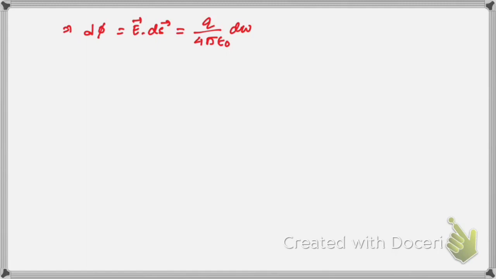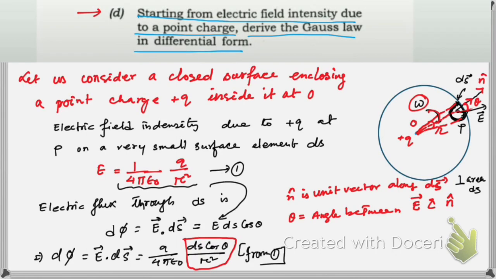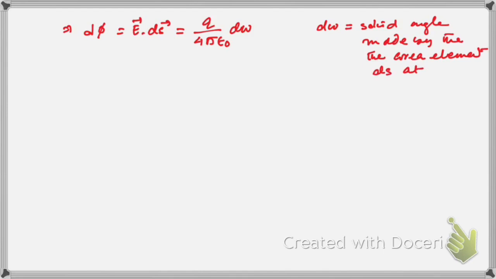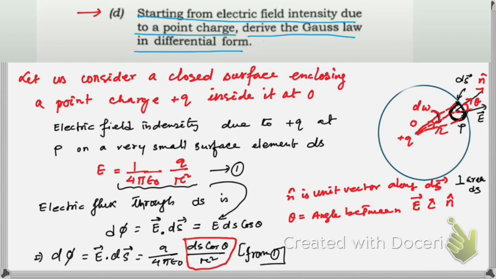So just let me do a correction here. This angle is d omega. Suppose let me take d omega, a very small solid angle d omega, right? So here we're going to write, d omega is the solid angle made by the area element dS at O, right? So at this point O, this solid angle is being made, right?